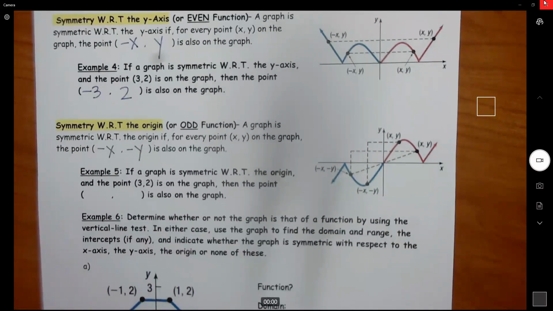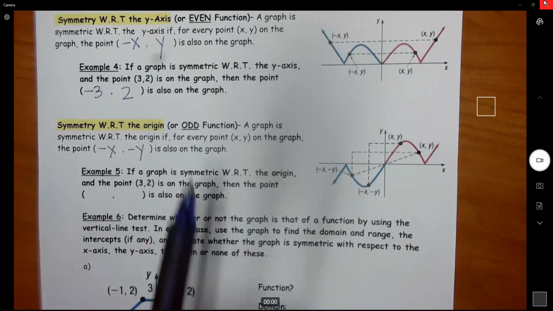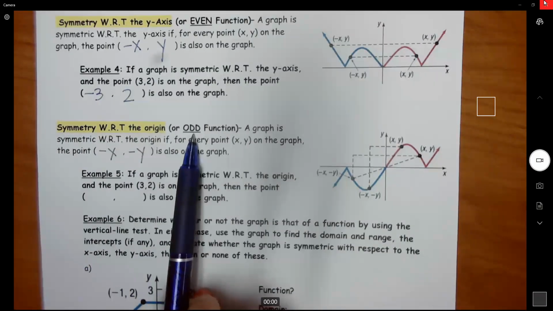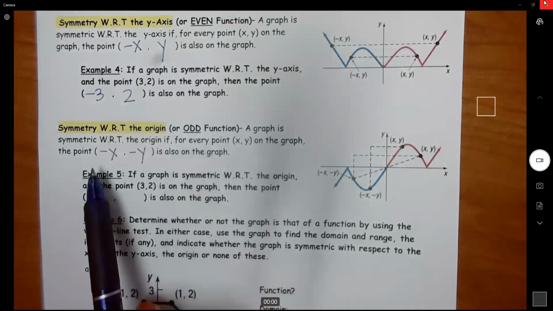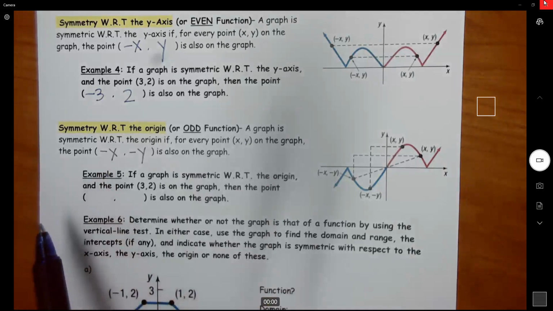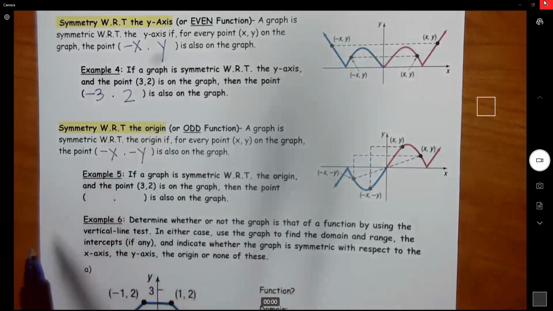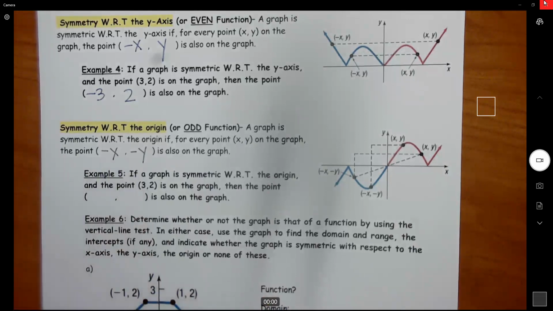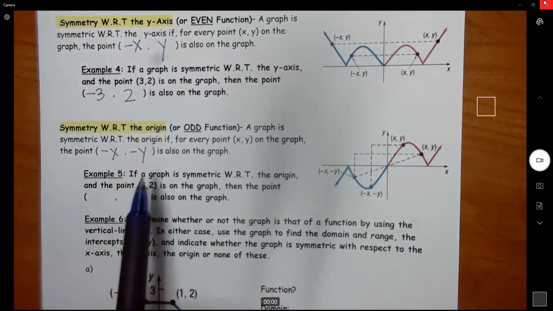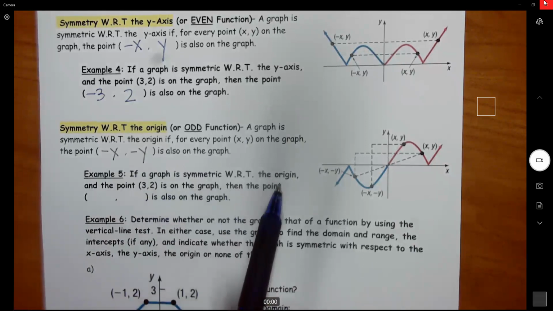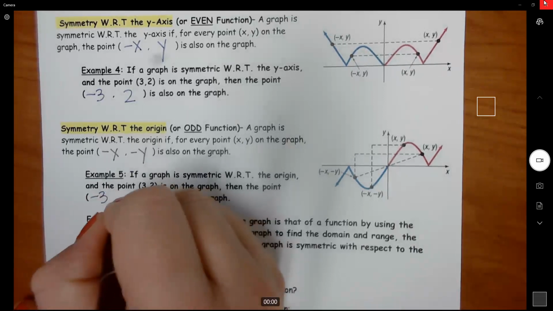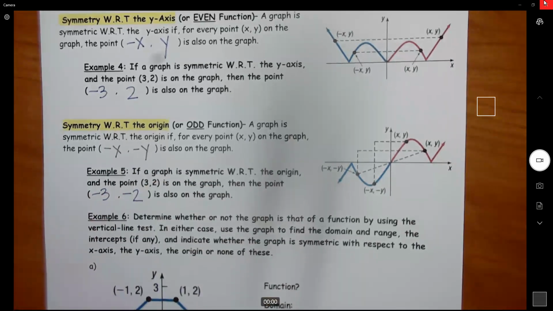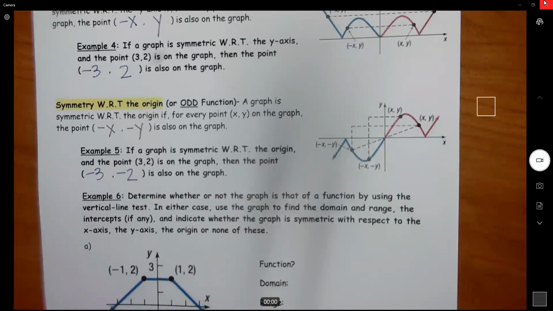So we have symmetry with respect to the origin, and your preview for that is these are called odd functions. A graph is symmetric with respect to the origin if for every point (x, y) on the graph, the point (negative x, negative y) is also on the graph. So if a graph is symmetric with respect to the origin and the point (3, 2) is on the graph, then the point (negative 3, negative 2) is also on the graph.